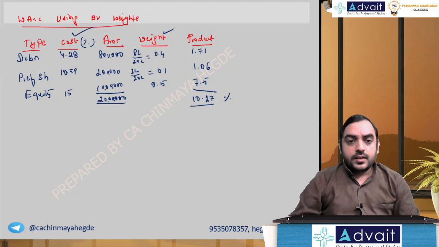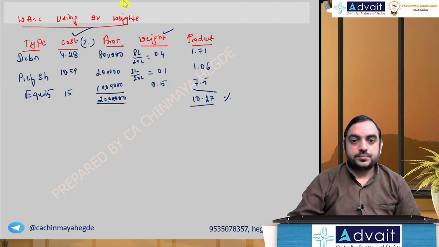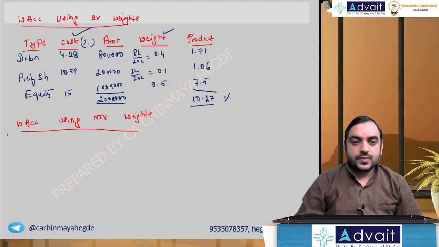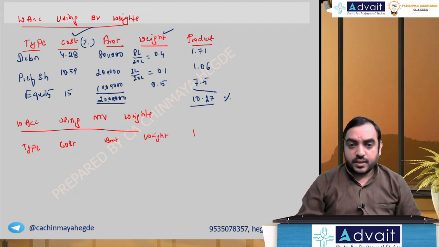Okay, let's do WACC using market value weights. Headings are same: type, cost, amounts. Amounts will convert into weight. This amount will be based on market value. Then product.